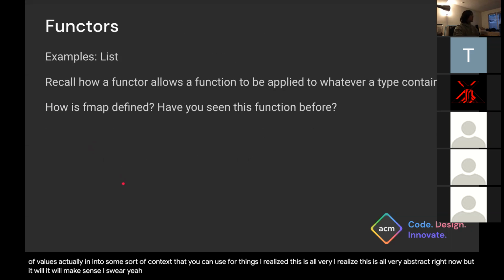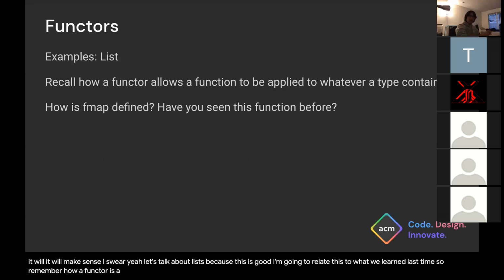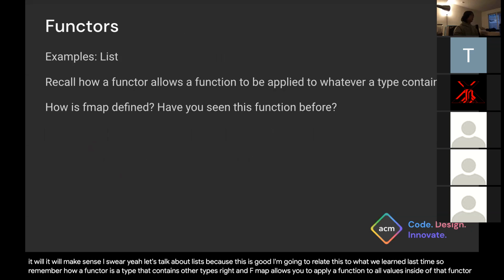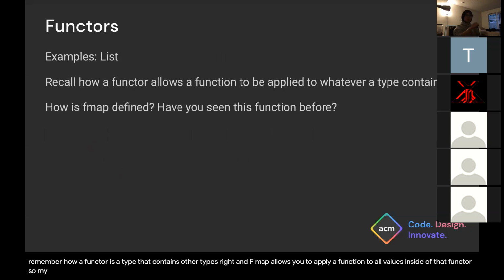So let's talk about lists, because I'm going to relate this to what we learned last time. Remember how a functor is a type that contains other types, right? An fmap allows you to apply a function to all values inside of that functor. So my question to you is, how would fmap be defined for lists or arrays in particular?